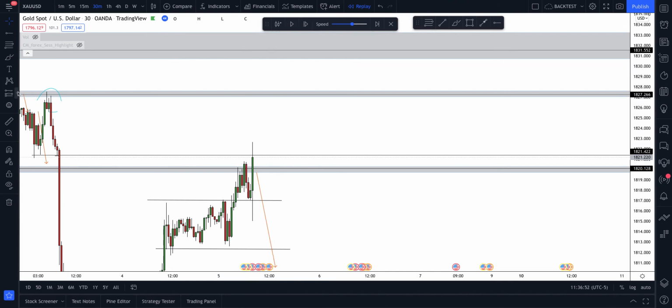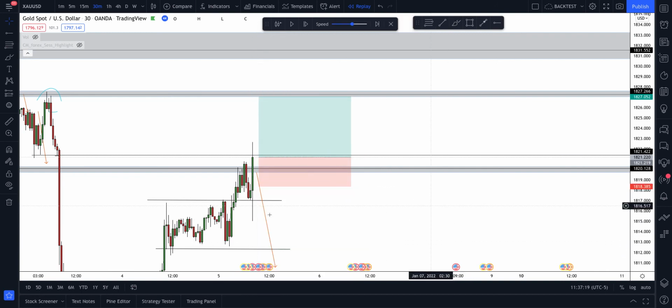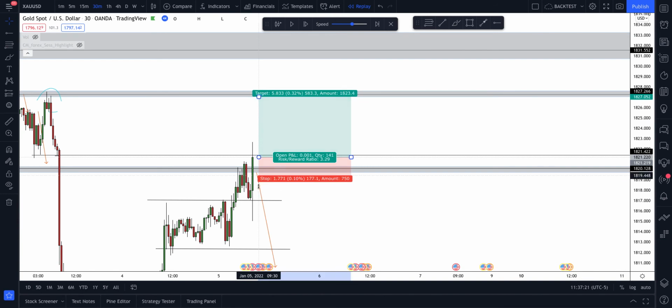So for a long position, this is what I call a somewhat risky trade in terms of risk to reward, because this body and wick is too big for a stop loss, right? So what I will usually do is go slightly below here.